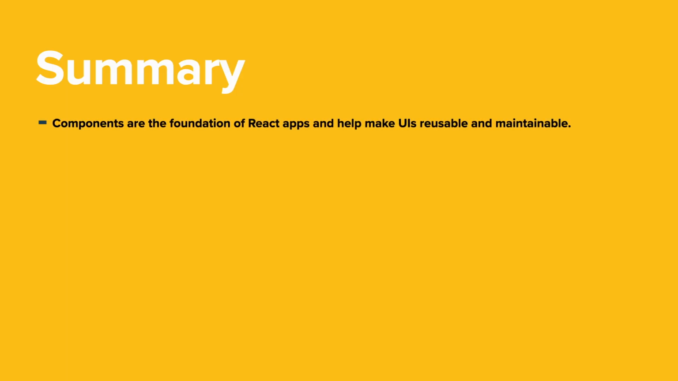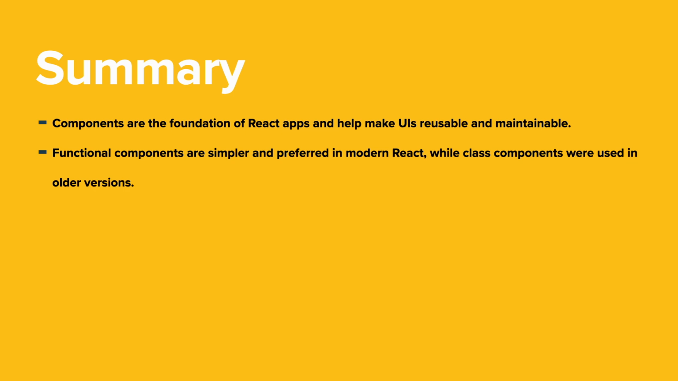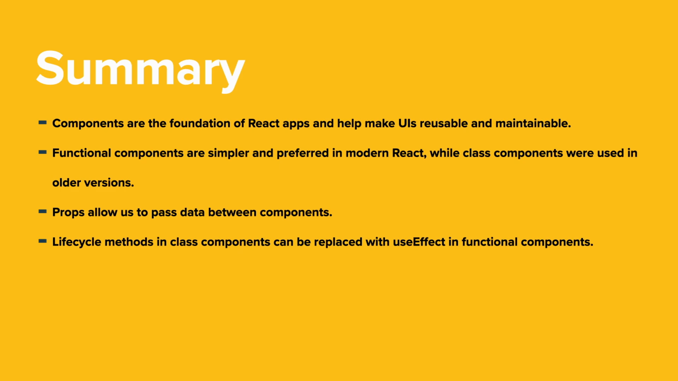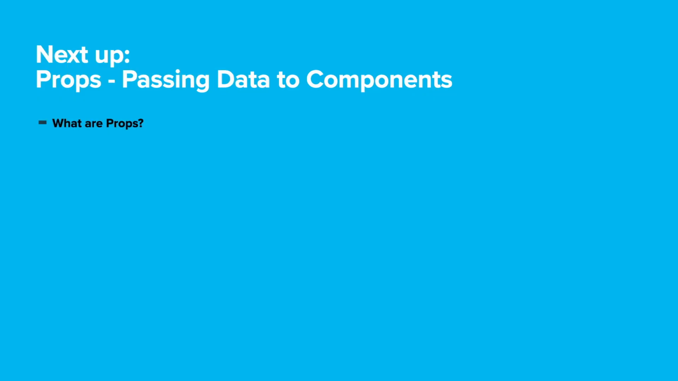To wrap up, here's what we covered. Components are the foundation of React apps and help make UIs reusable and maintainable. Functional components are simpler and preferred in modern React, while class components were used in older versions. Props allow us to pass data between components. Lifecycle methods in class components can be replaced with useEffect in functional components. In the next video, we'll dive deeper into props and learn how to pass data between components efficiently.